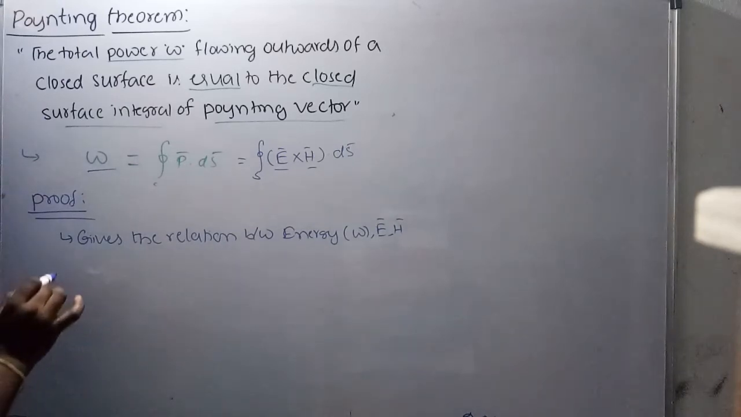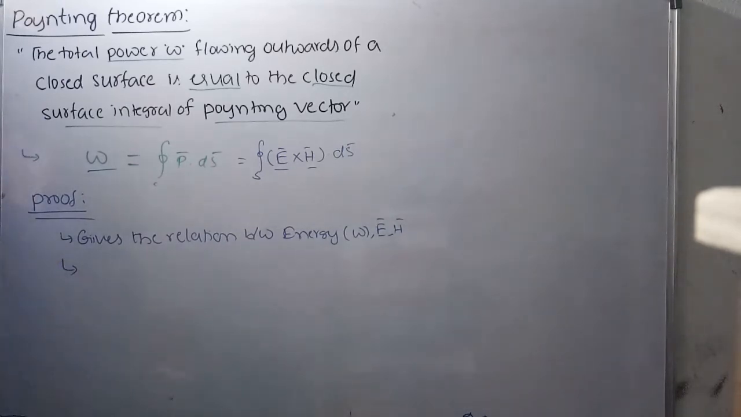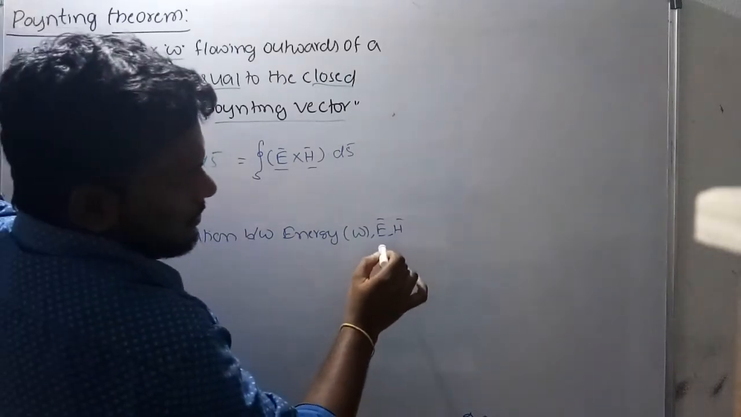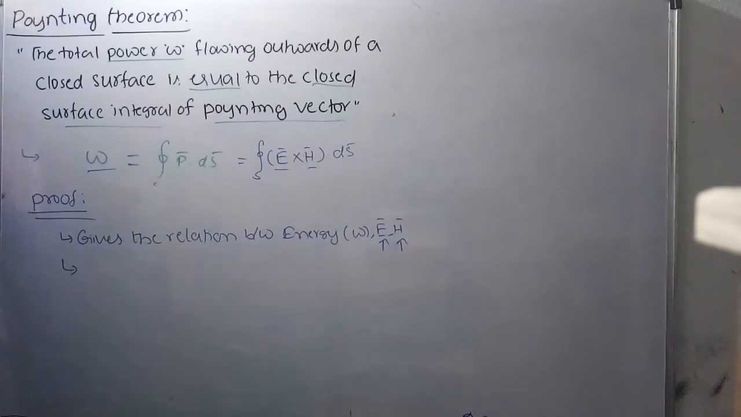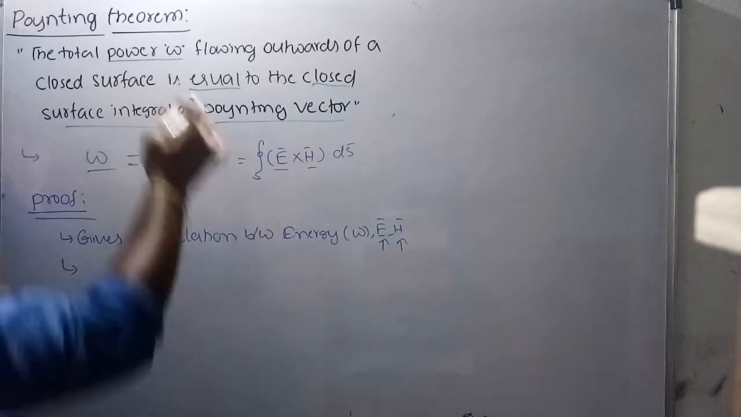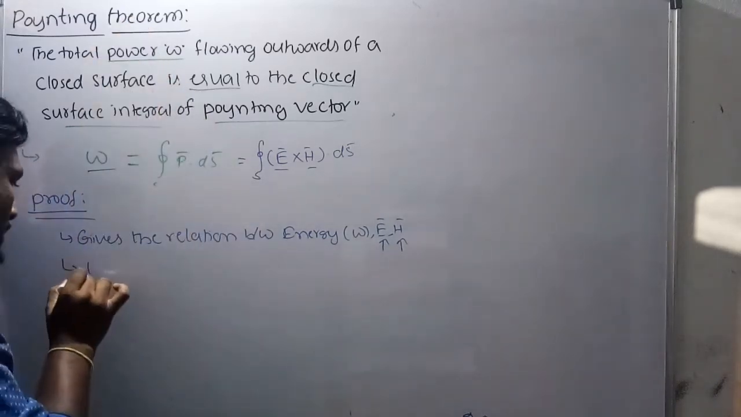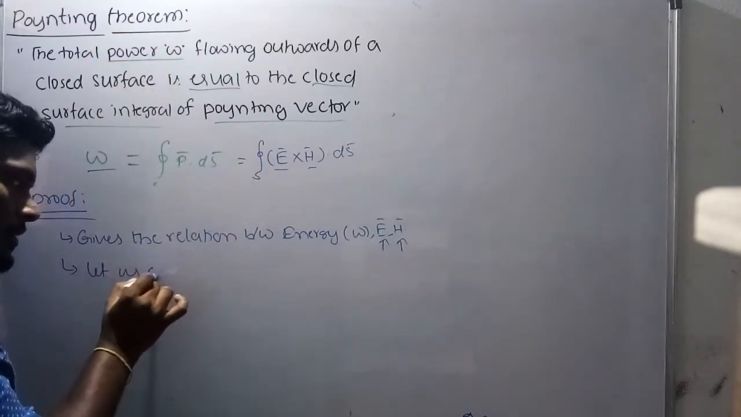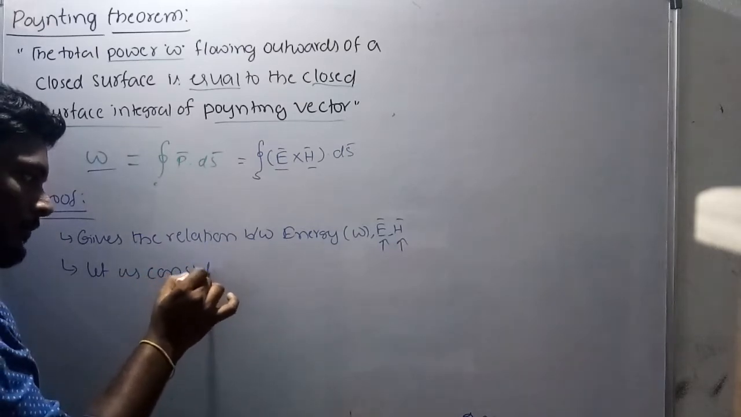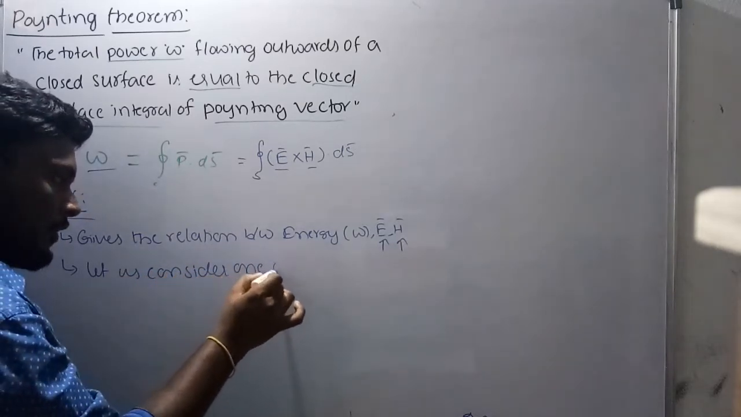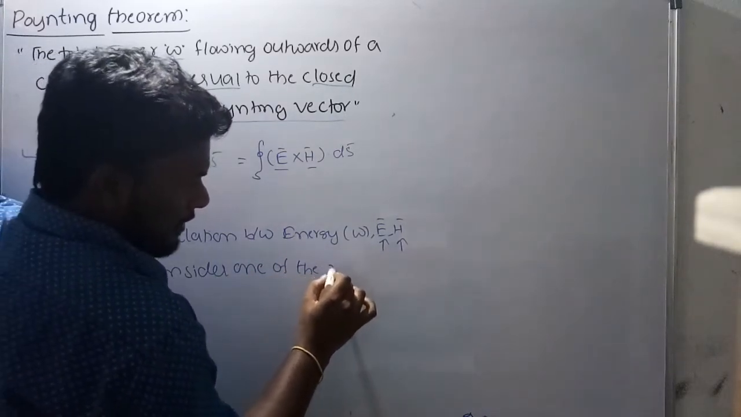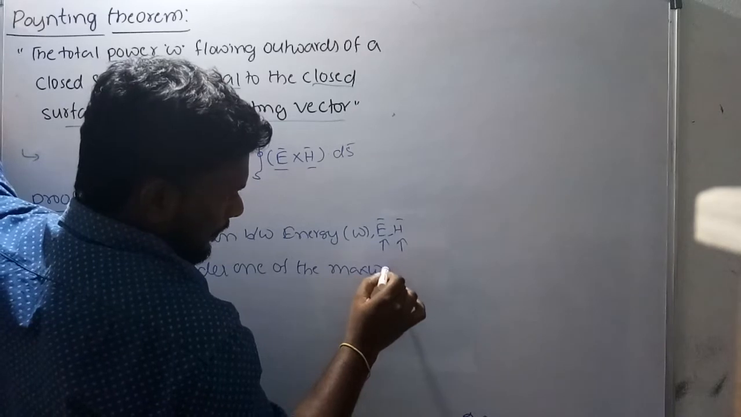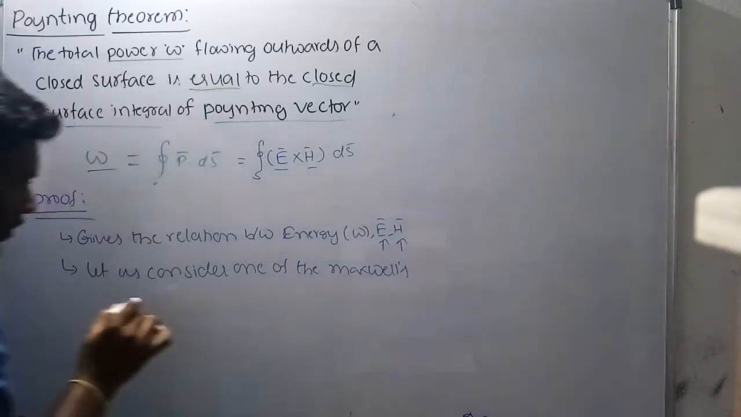So we have already studied Maxwell's equations. All Maxwell's equations are in terms of electric field and magnetic field intensity. So that's why I will take the help of Maxwell's equation to prove the Poynting theorem. So let us consider one of the Maxwell's equations in curl form.